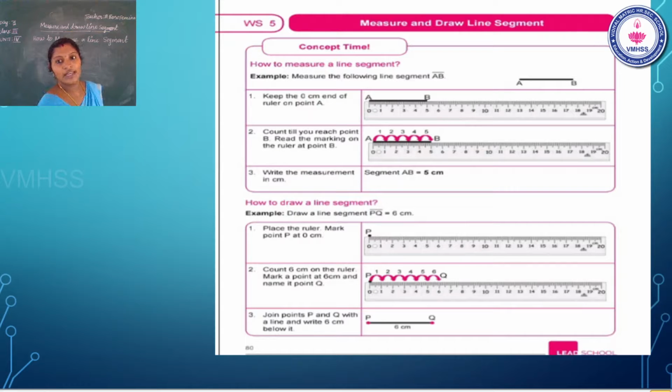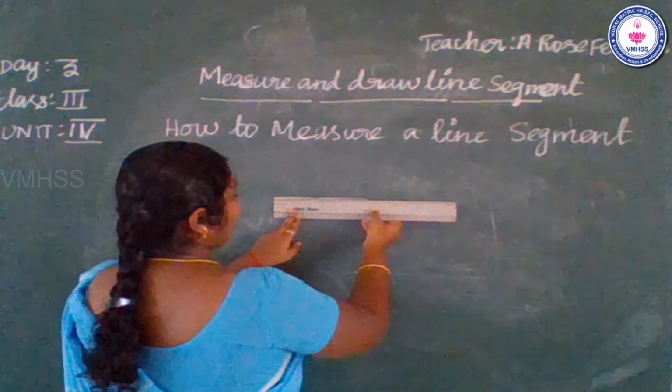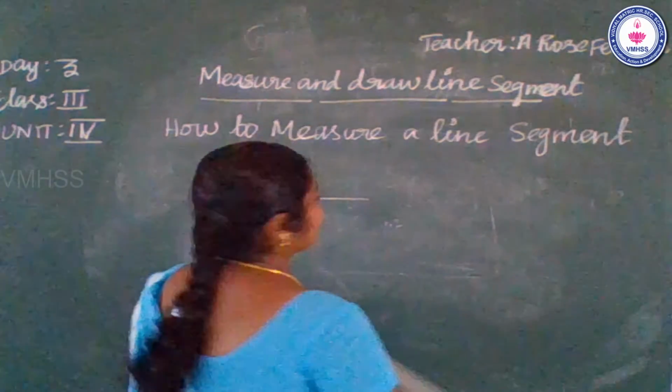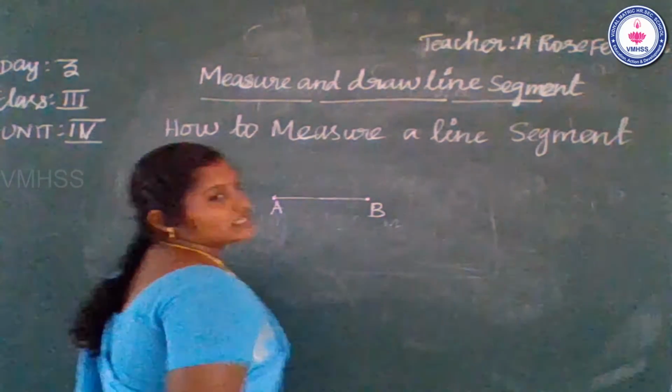So, what is the first rule? Keep the 0 centimeter end of the ruler on point A. Second rule: count till you reach point B. See the board. Keep the 0 centimeter at the start. What is the second rule? Count till you reach point B. This is A and this one is B.